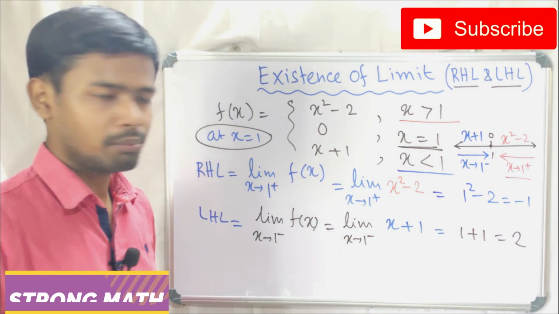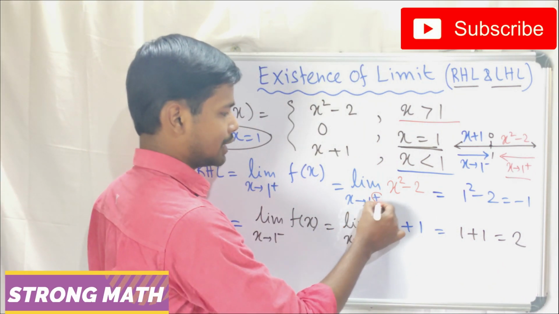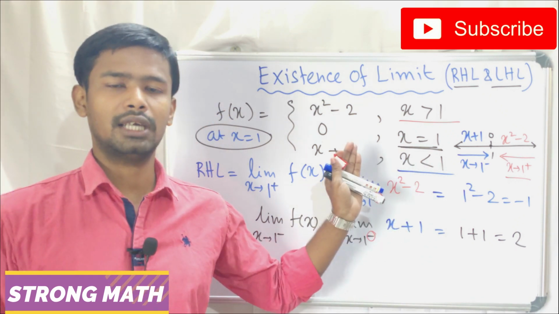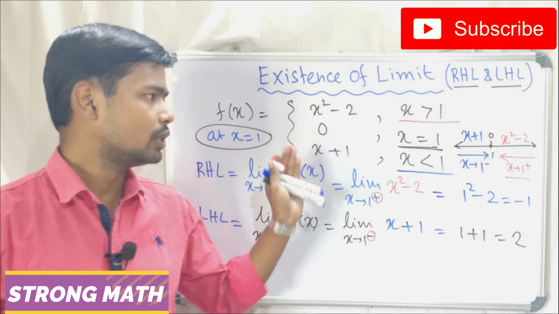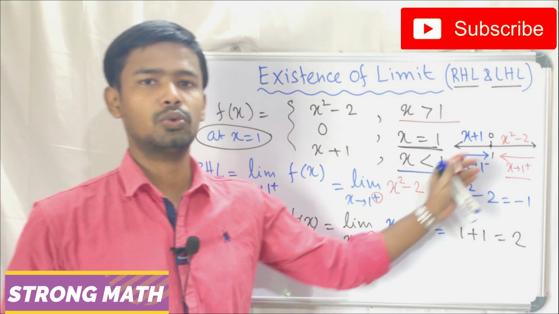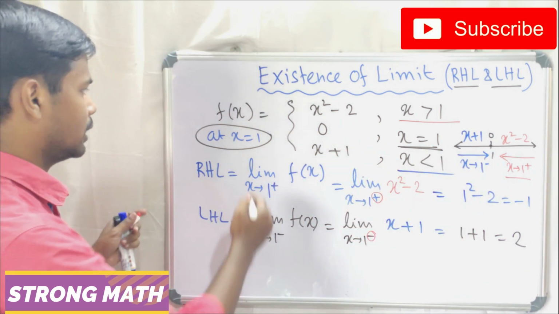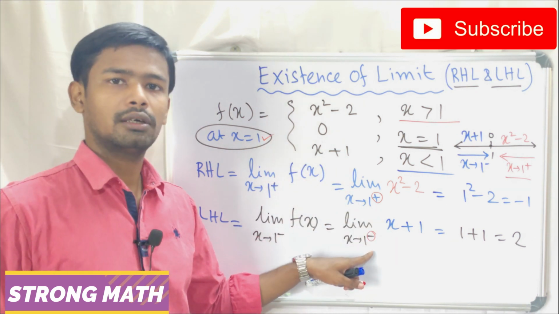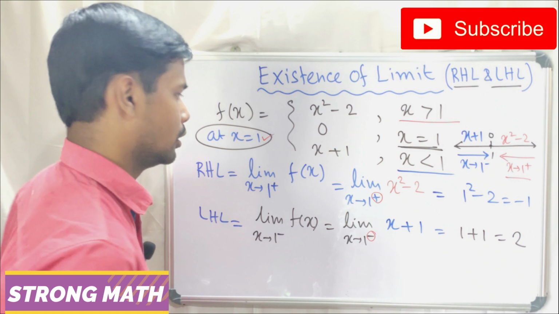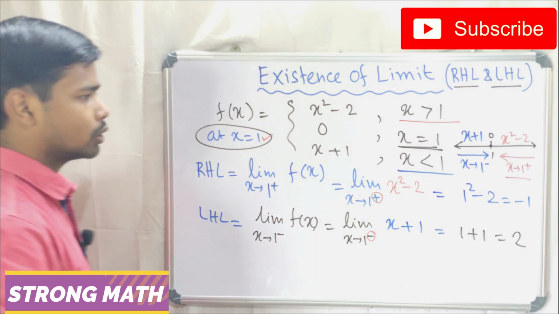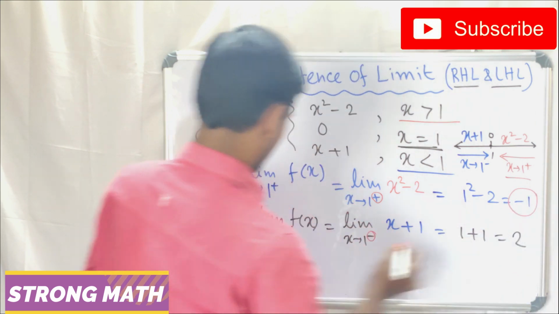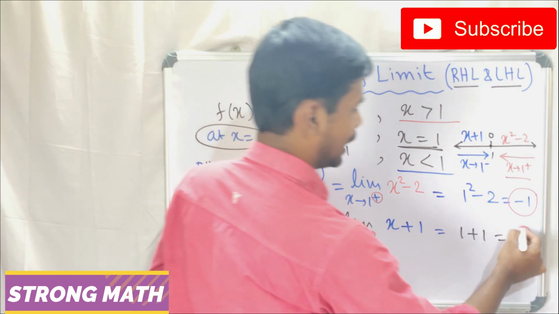Try to remember that 1 plus or 1 minus gives us the direction, from which direction x is approaching the given point. Here the given point is 1, and the plus sign and minus sign denote the direction. So clearly here, the value of the right hand limit is minus 1, and the value of the left hand limit is plus 2.